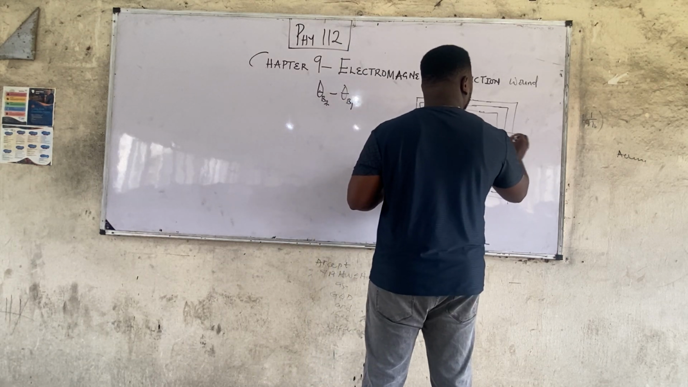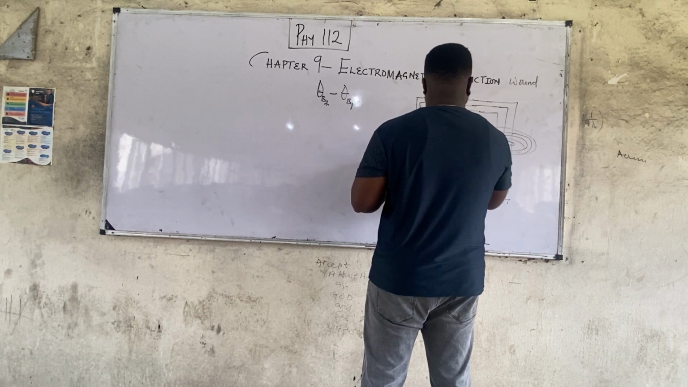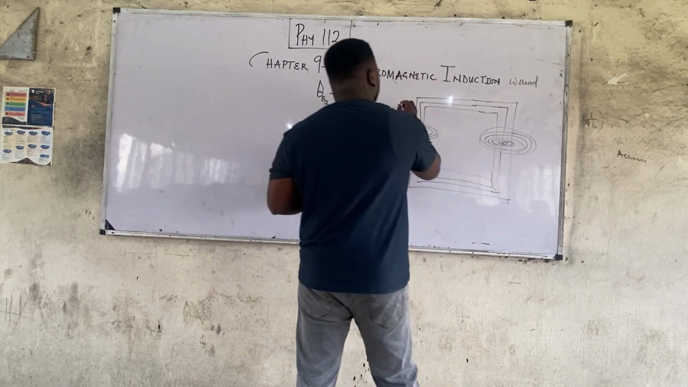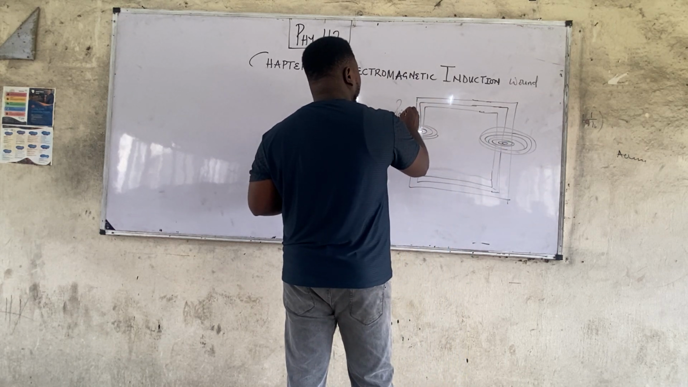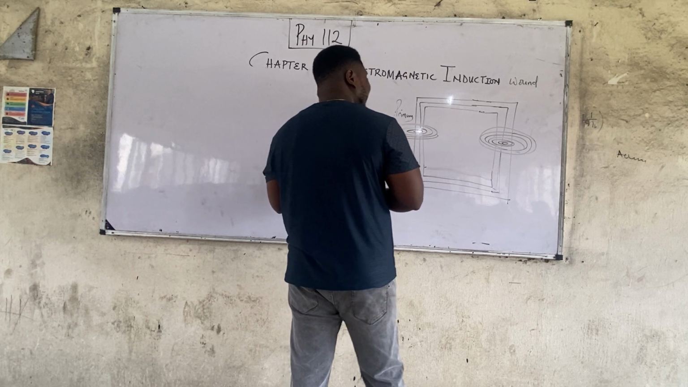Two separate coils that are wound around a magnetic material. One of the coils is called the primary. So the transformer has a primary and a secondary.